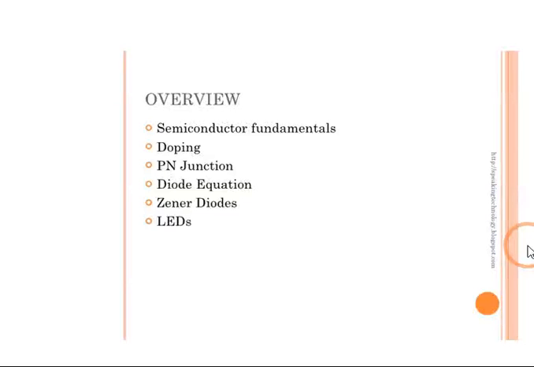Welcome back everyone. In the previous lecture on semiconductors, we discussed intrinsic semiconductors and extrinsic semiconductors, and according to that there are two types of semiconductors basically: pentavalent impurity N-type semiconductor and trivalent impurity P-type semiconductor. In this lecture, we are going to discuss semiconductor fundamentals, the PN junction diode.